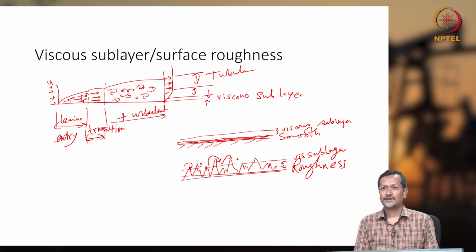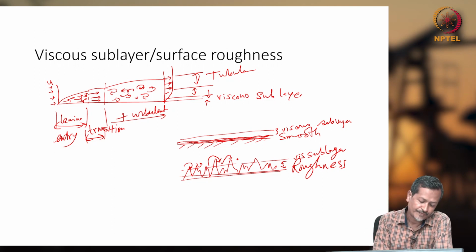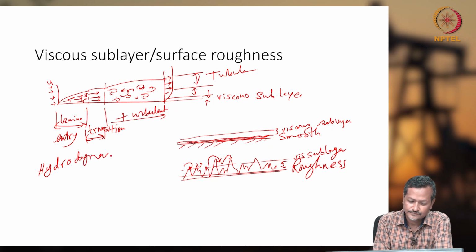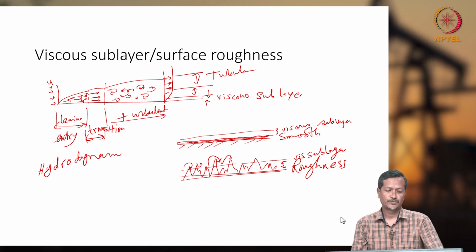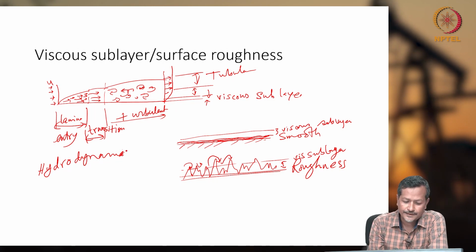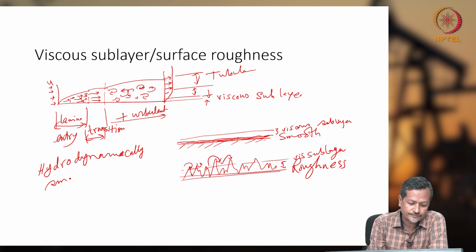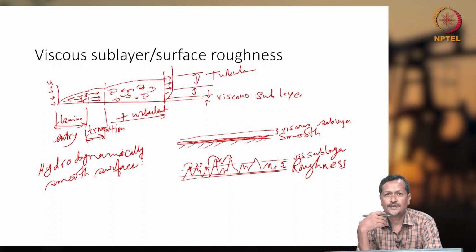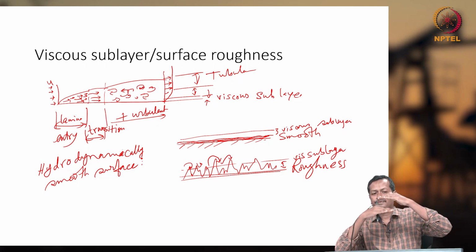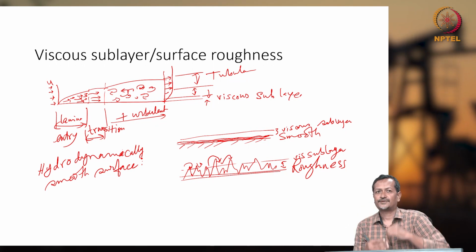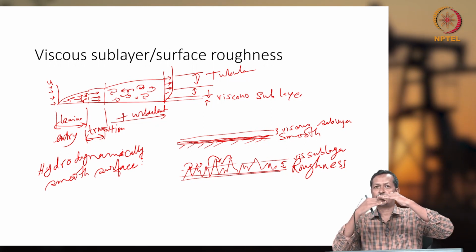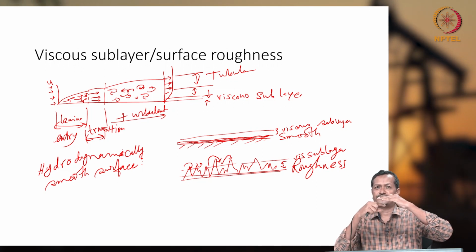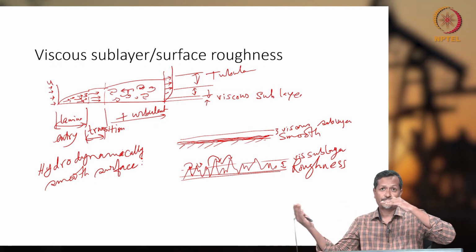So one term we call hydrodynamically smooth surface. A hydrodynamically smooth surface is one where the viscous sublayer and your surface roughness have just some distance between them. So if your surface roughness changes up to a certain level but does not reach the sublayer, then it is hydrodynamically smooth. If you change some roughness value, it will not affect your fluid pressure drop or friction.